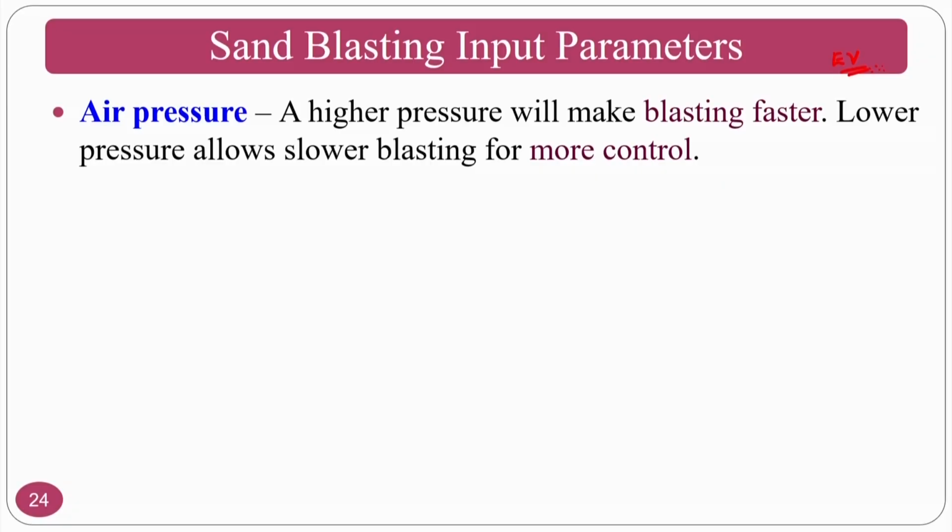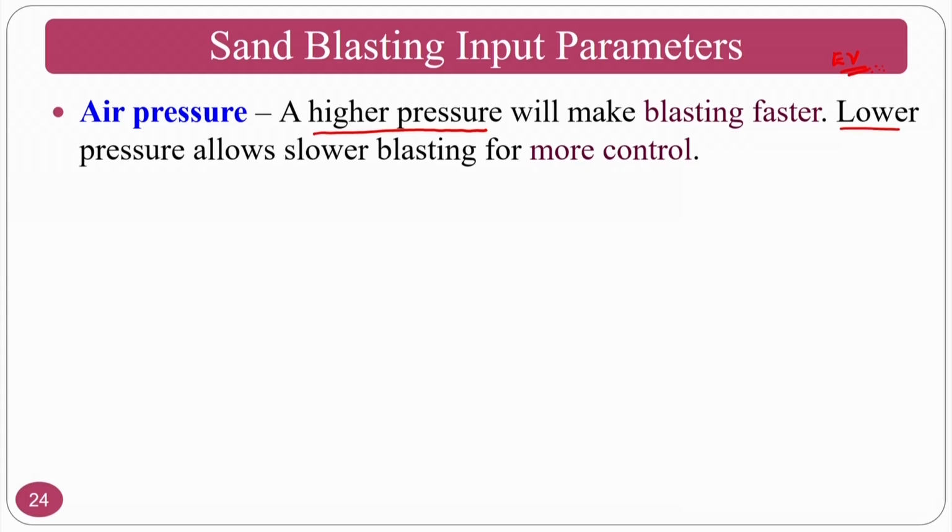In sand blasting input parameters, the air pressure is the first and primary thing. At high air pressure, you will make the blasting faster. If the pressure is very high, the velocity at which the abrasive particles move will be very fast. Thus, lower pressures allow slower blasting for more control.